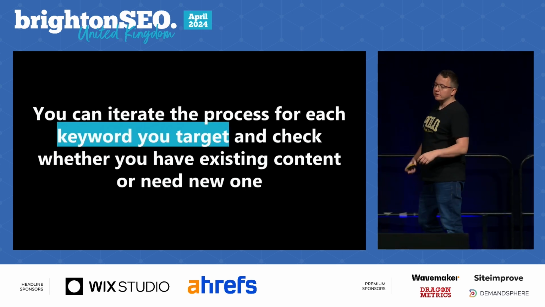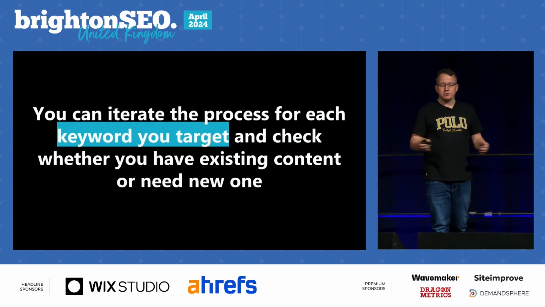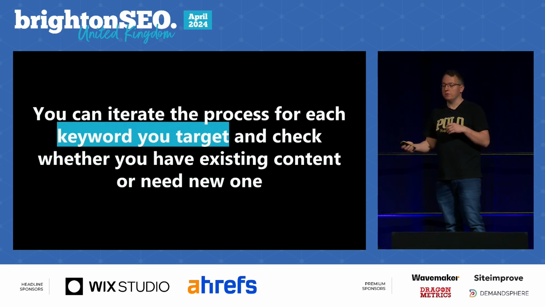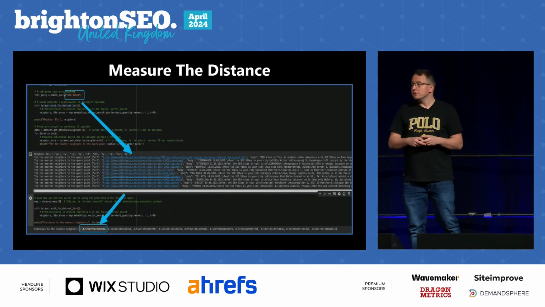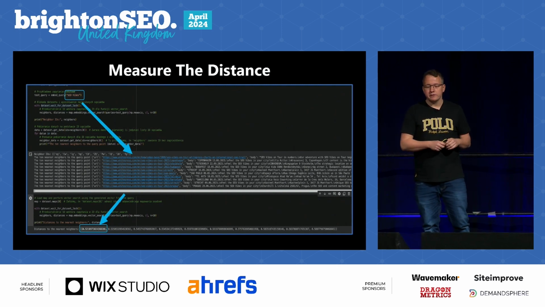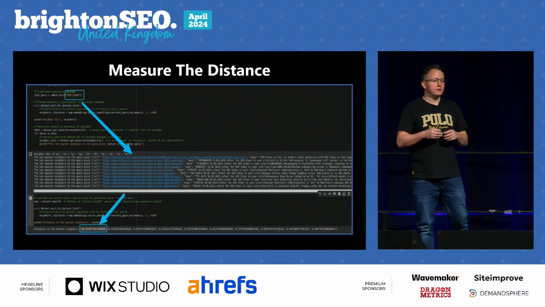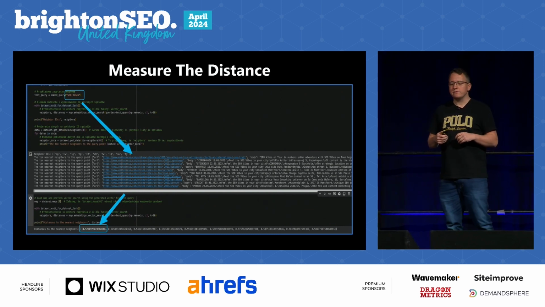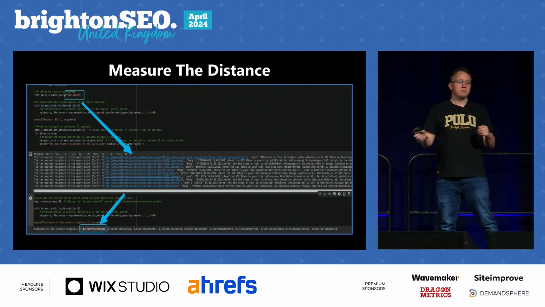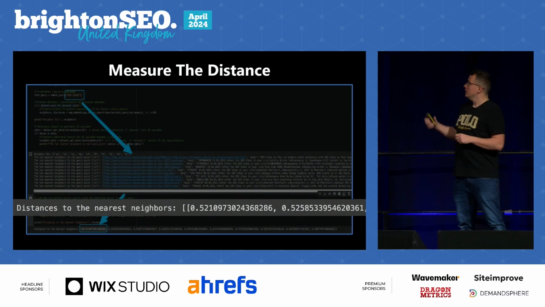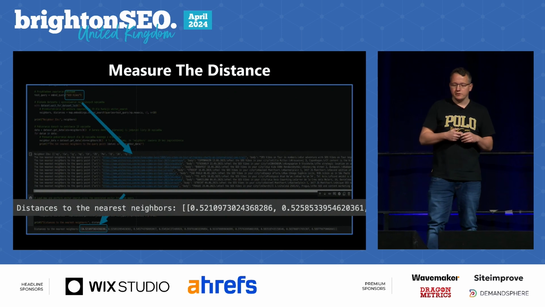So what you can do with it is iterate the process for each of the keywords that you want to target, and check whether you have existing content or you need a new one. But also, there is math, so you can count the distance. I can take the same queries, for example SEO vibes, and measure the vector distance between those articles and the query, which is very helpful in deciding whether you need to create new content or the existing one is good enough. So this is the vector distance between those articles and this particular query.